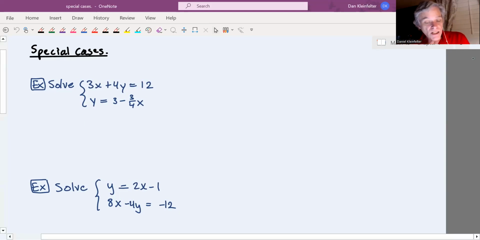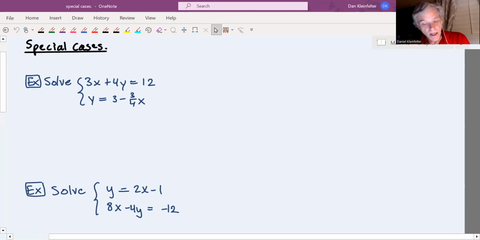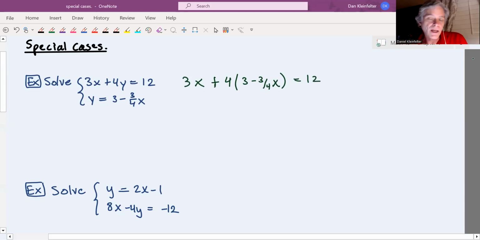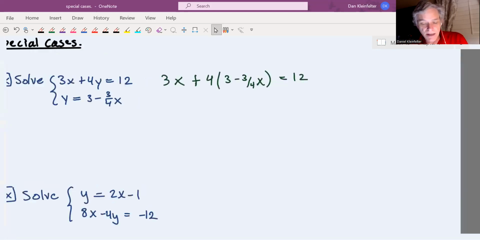Okay, so this one, I've kind of set it up so that it's ideal for substitution. So we're going to use substitution to solve for it. Although if you want, we can multiply through by 4 to clear the fractions out. But let's just actually do substitution right in. So 3x plus 4y. And here y is 3 minus 4x. That's equal to 12. Okay, so I've substituted, and that eliminated the y's.